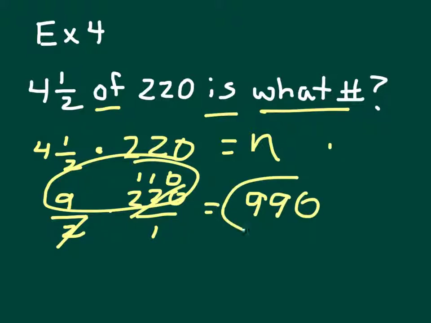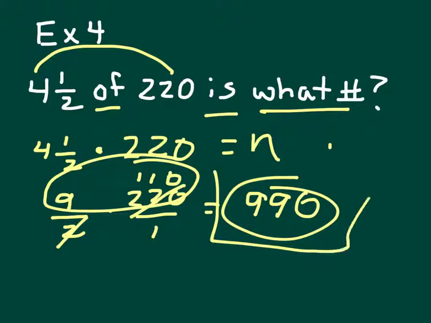Then take 9 times 110, which is 990. Now I'm going to check that. I did that pretty quick. So 4 1/2 of 220. Not only are you going to take 4 times 220, but you're going to take 4 1/2 times 220, and it makes sense that I'm going to get a number in the 990 range. So this topic was called fractional parts of numbers.